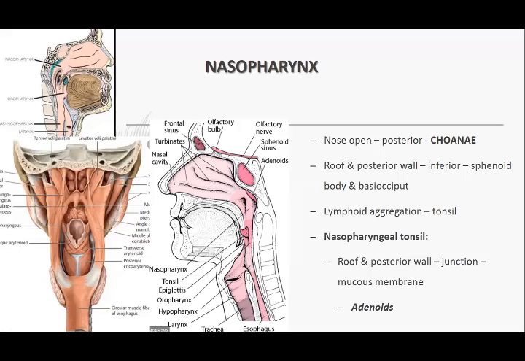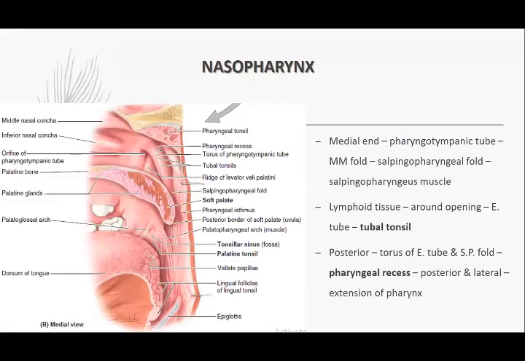ठीक है जी, ये भी वही है, ये base है. This is the nasopharynx, ये soft palate है. This is the base, posterior wall. इनके junction पे this green structure is the pharyngeal tonsil. जब inflame होगा तो it will be called adenoids. Okay, let's come back to nasopharynx.